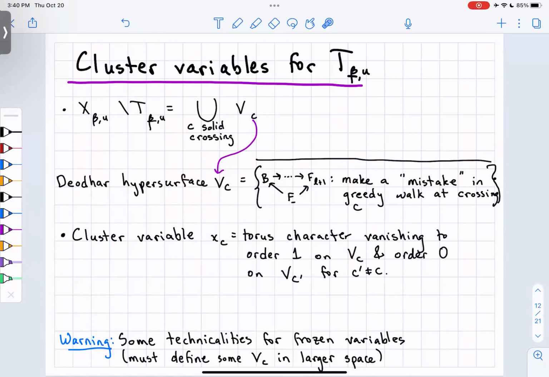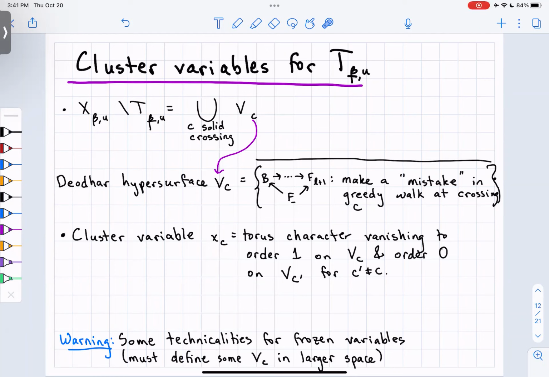I will just tell you what my cluster variables are. They're going to be indexed by the solid crossings. So C is a solid crossing, and the cluster variable X_C is just the torus character that vanishes to order 1 on the corresponding hypersurface and order 0 on all of the other hypersurfaces. Okay, so it's a geometrically very natural thing to do. This is exactly the basis of characters that you would think of. Combinatorially, why it's not so nice is that I haven't actually provided you with any formulas for these cluster variables, so if you want to do computations, it might be a bit messy. But there is a way to produce formulas for these cluster variables, it's just too long.